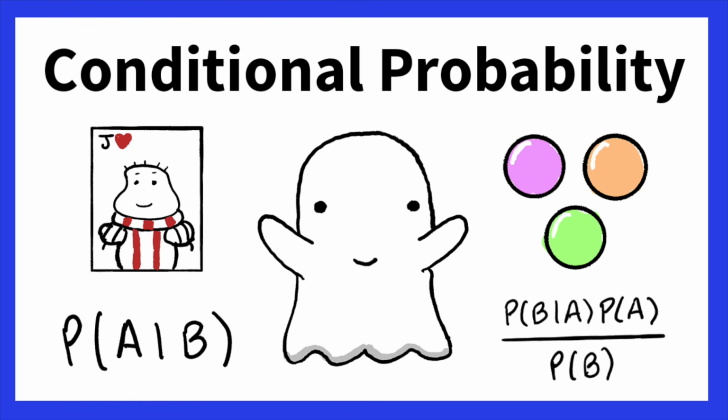And with that, we've now covered all of independence, and that concludes our coverage of all of conditional probability.